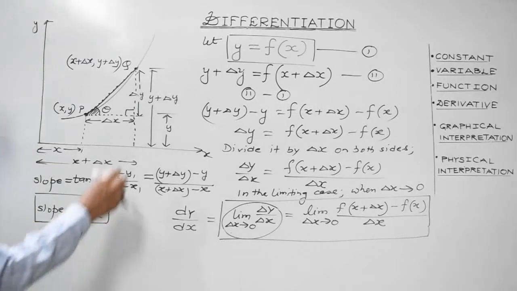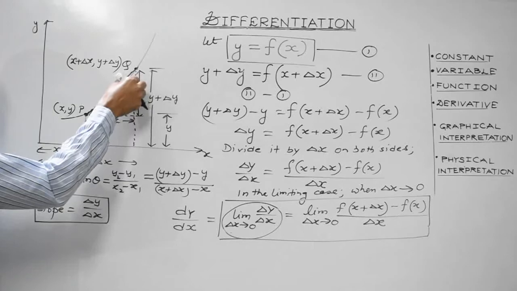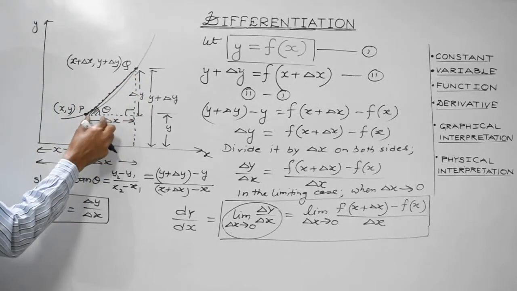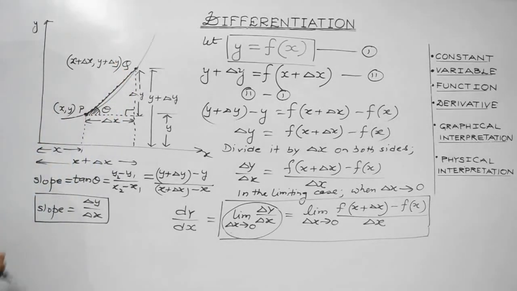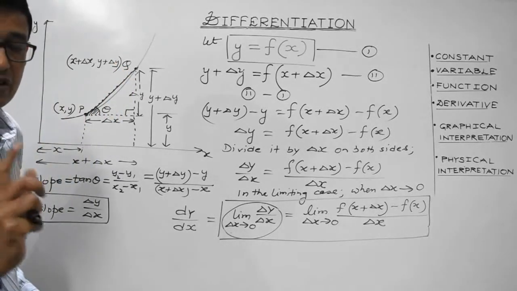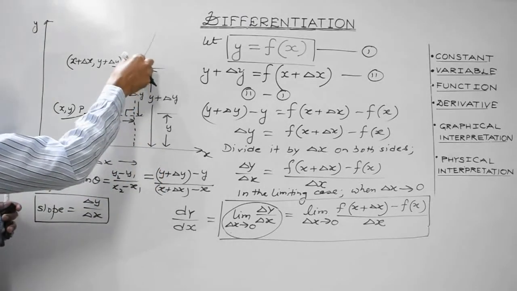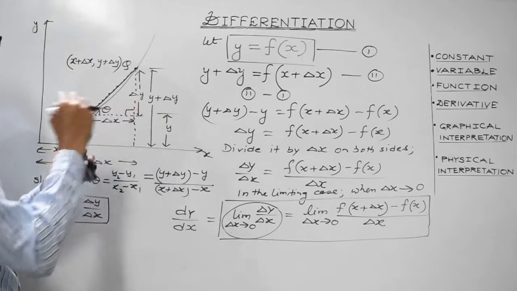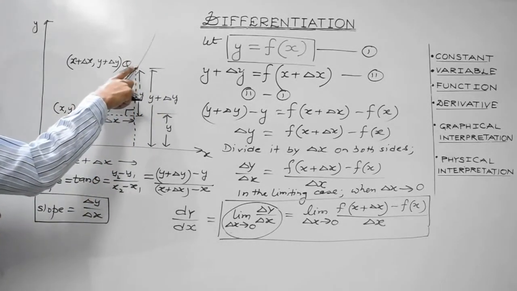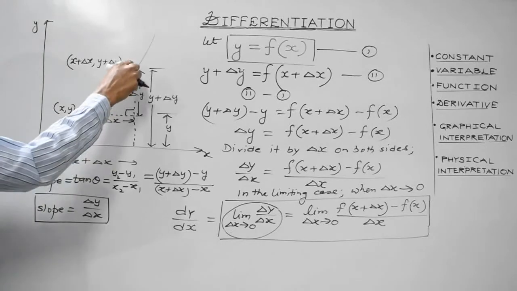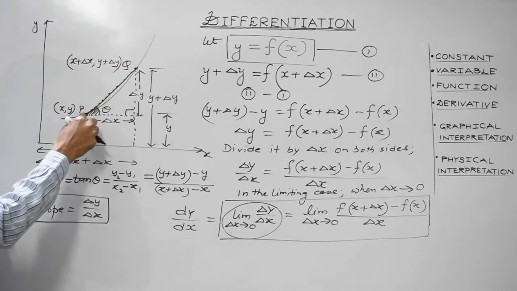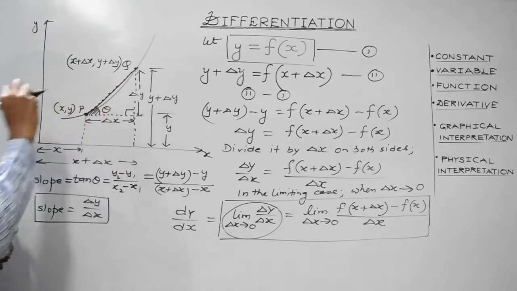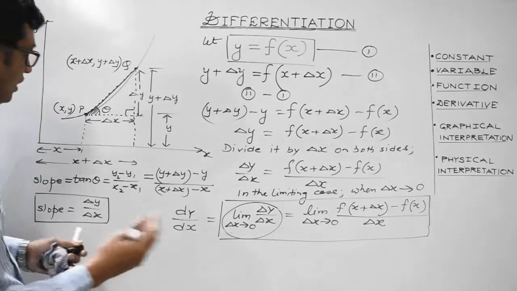Now suppose, students, point Q comes closer to point P. Then del x will start decreasing, correspondingly del y also starts decreasing. Again I repeat, consider a scenario when point Q approaches point P. So both are approaching towards each other. So in that scenario, when point Q becomes closer and closer to point P, then the value of del x decreases and correspondingly the value of del y will also decrease.